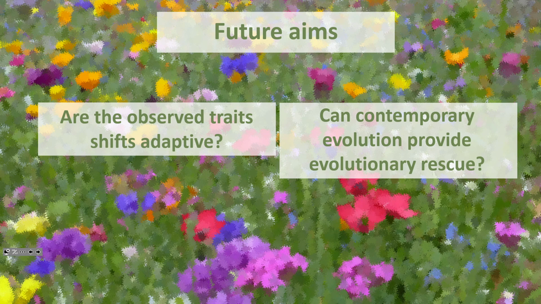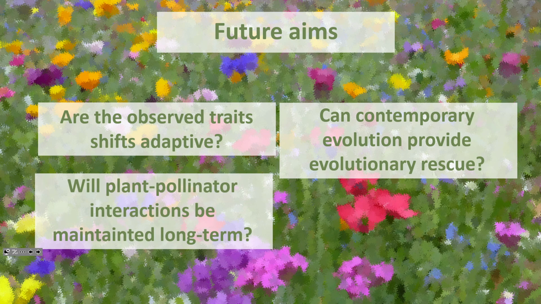Because even if it increases temporarily the reproductive output, it doesn't mean that this increase is sufficient to compensate for demographic losses due to drastic changes in the habitat. And finally, the question that we would all like to be answered: will plant-pollinator interactions be maintained long-term? Like, this is a very tall order.